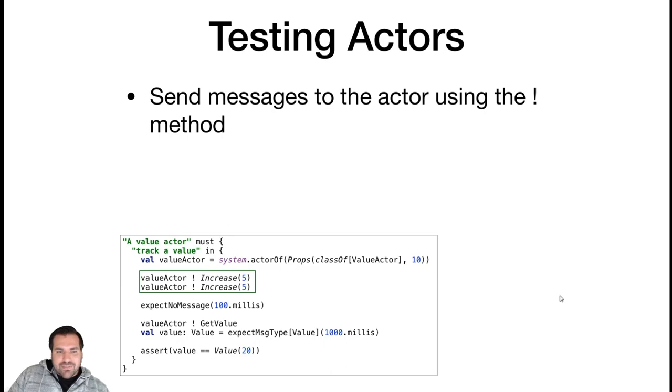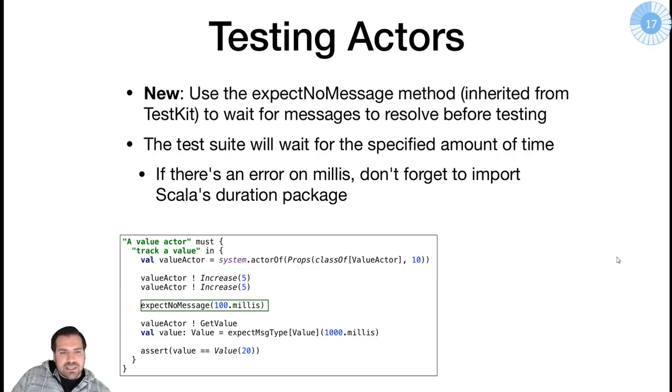In here, this is where the first kind of trick comes in. We want to send it two increases and then a get value, and see what it responds with when we send it the get value message. The problem is that even though in our code we send increase, then increase, then get value, we actually have no guarantee that those messages will arrive in that order.